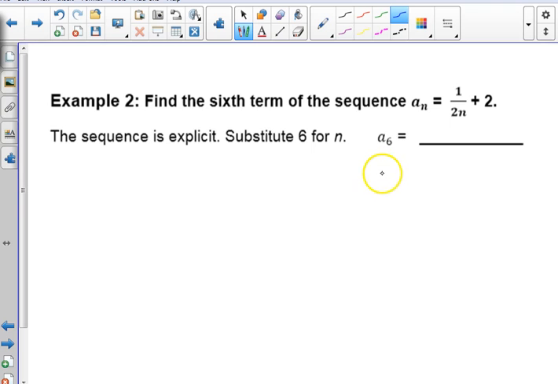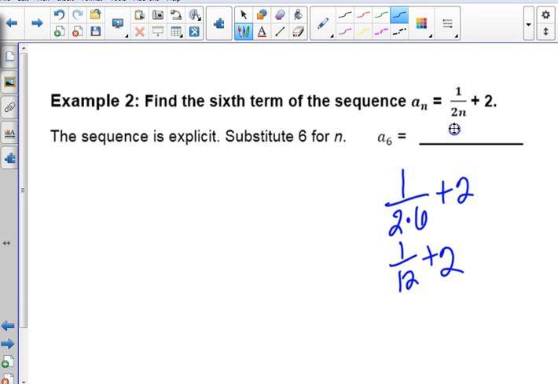How do we find the 6th term of this sequence? As long as it just has a plain old n in it, we're golden. We just put in a 6. So it's 1 over, now the 6 is in the denominator, so it's 1/12 plus 2, an exact answer, 25/12.